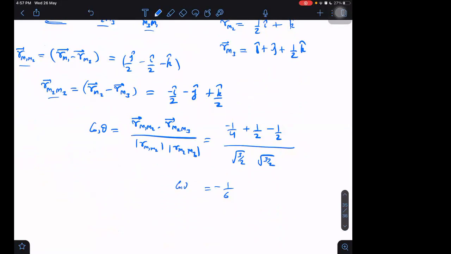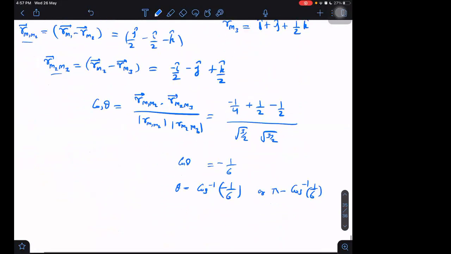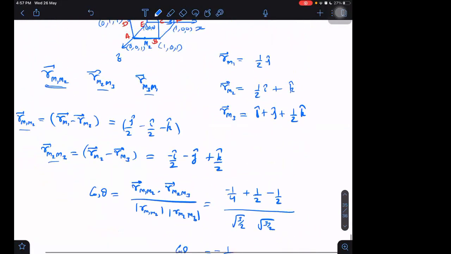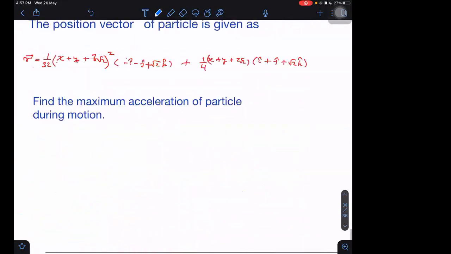So we know cos theta is this, and theta comes out to be cos inverse of minus 1 by 6, which we can also write as pi minus cos inverse 1 by 6. Right? This is the answer. Similarly, we can get the others. I am just leaving those on you, and I am moving on to the next question.